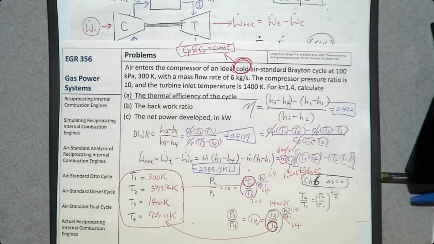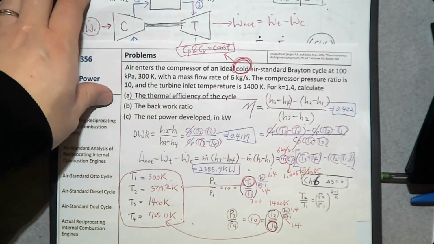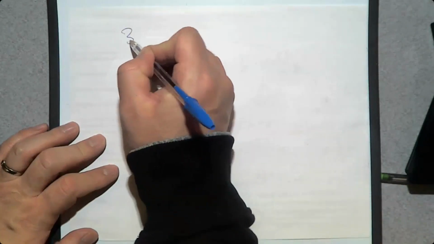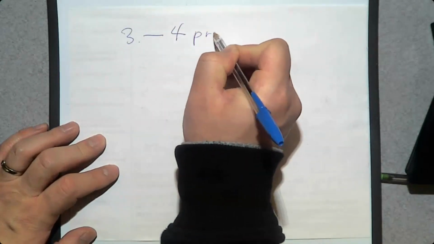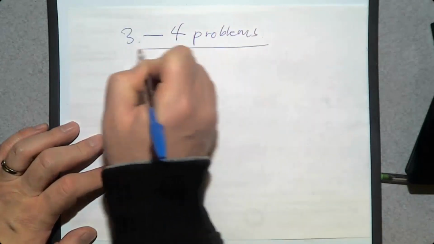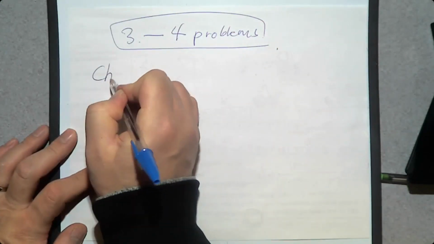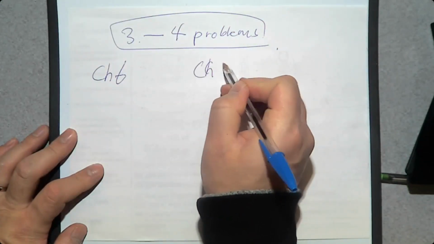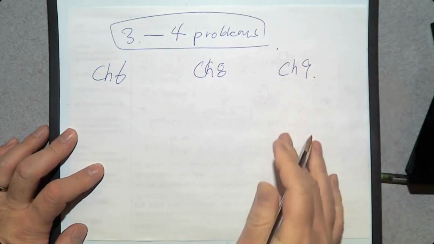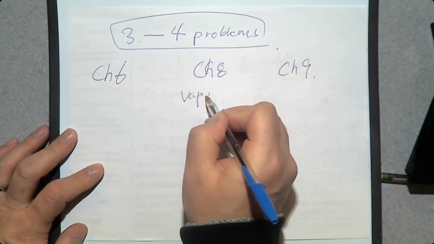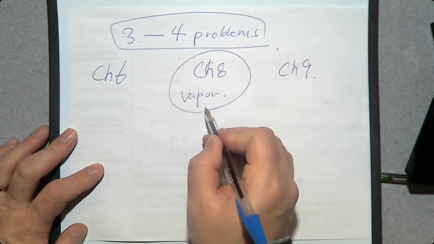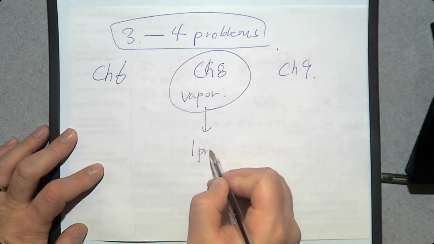So that's everything about chapter 9. So we have about 5 minutes. So let's discuss how you're going to prepare for the final exam. You will see 3 or 4 problems. There are 3 chapters, chapter 6, chapter 8, and chapter 9. So we studied vapor power plant in chapter 8. You will see one problem for sure.